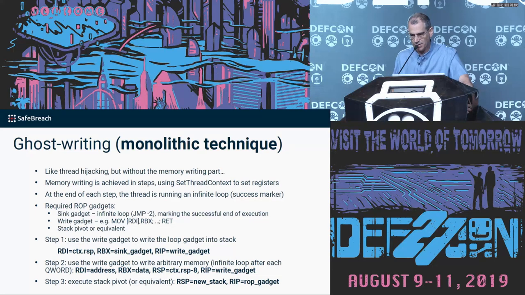And the idea here is to use the thread to set the registers and to point at the right gadget, so that the write gadget will write this keyword, and then its return will branch right into the infinite loop, so marking the successful end of writing a single keyword, and repeating this process as many times as needed to write all the arbitrary memory we need. Finally, we just set our IP and RSP to desired values to start our stack pivot or something similar and to start running over the ROP chain.